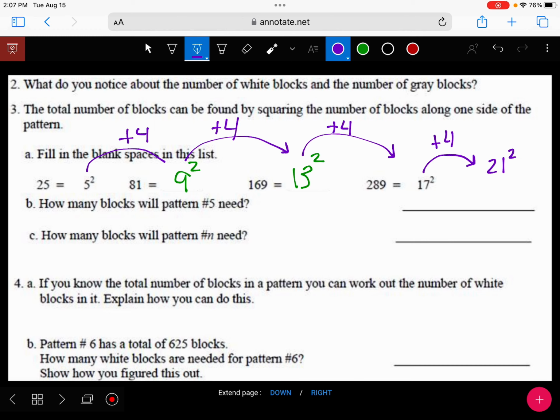Pattern number 5 would need 441 tiles. So what we're looking at for part C is a way to make this have a variable. And what we see is it's increasing by 4 each time. What that means is that's going to be a huge piece we need right there. Since it's increasing by 4 each time, whatever our pattern number is has to multiply by 4.